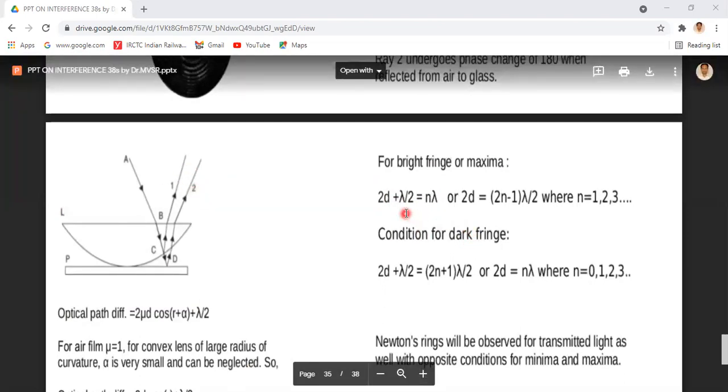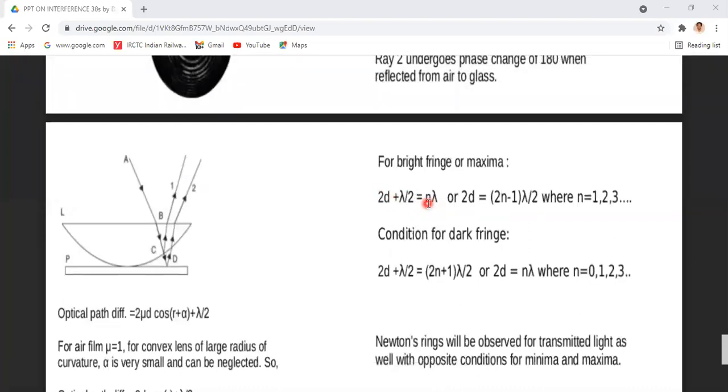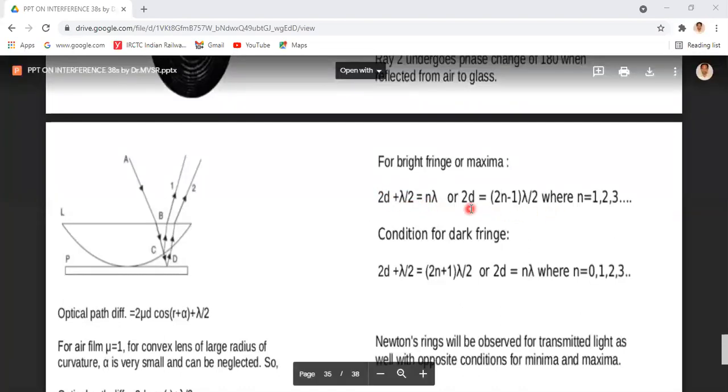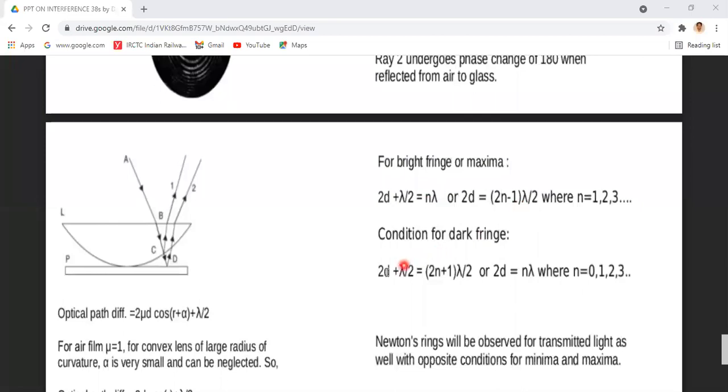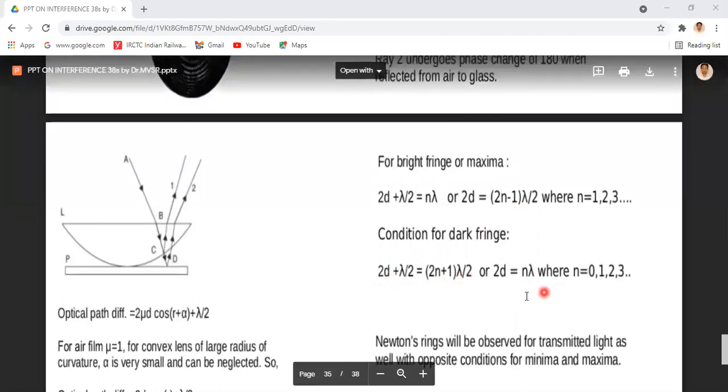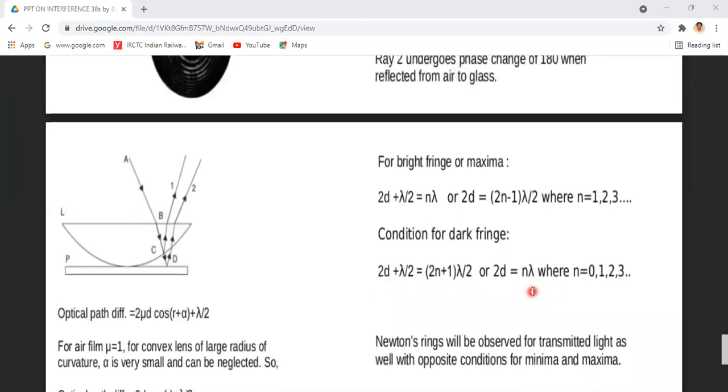Okay, so if this optical path difference is equal to n lambda, we get 2d equal to 2n minus 1 lambda by 2. If this optical path difference is equal to 2n plus 1 lambda by 2, then we get this. Okay, the same thing now.